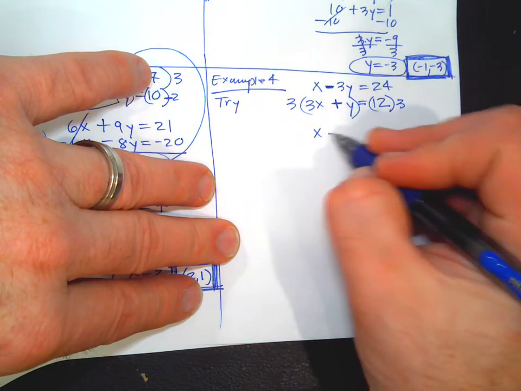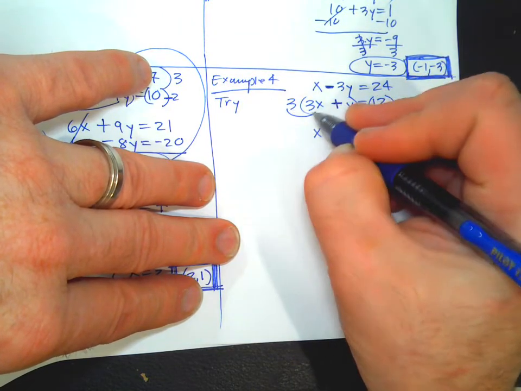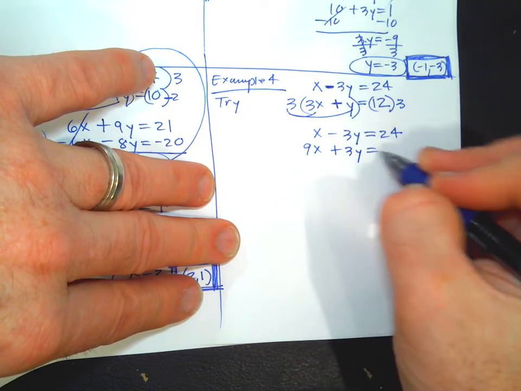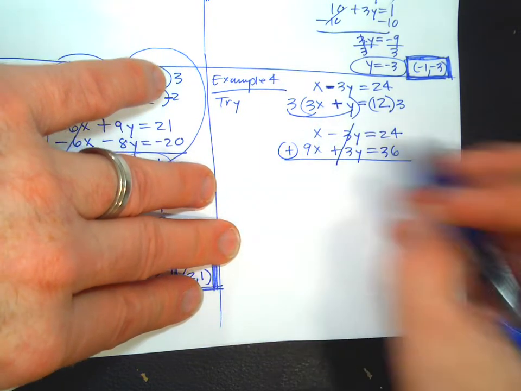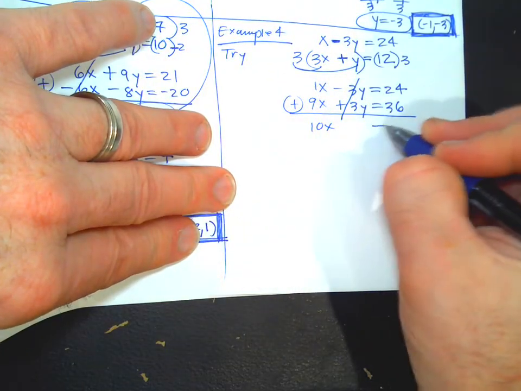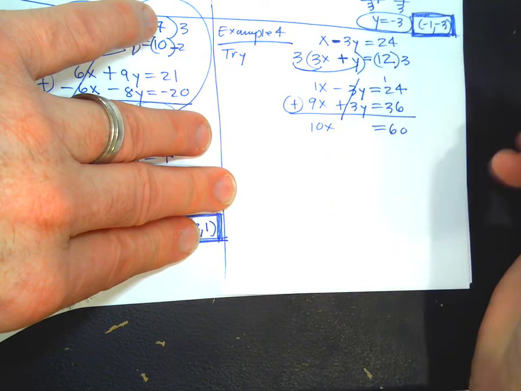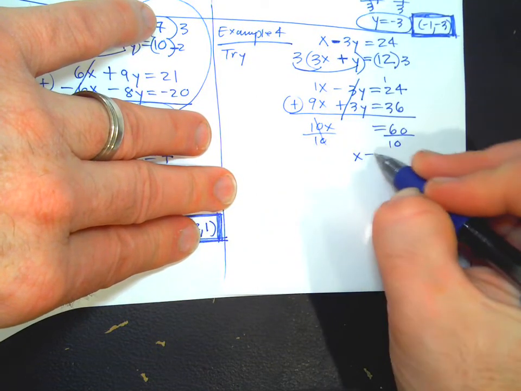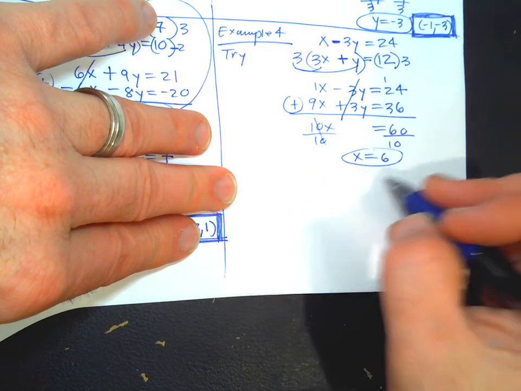So the first equation is going to stay the same. x minus 3y equals 24. I'm going to rewrite that. And then the second equation is going to be 9x plus 3y equals 36. And now we have opposites right here. So if we add these together, those drop out. This is a 1x, so that's 10x equals 4 plus 6 is 10, carry the 1. 2 plus 3 is 5, add the 1 is 60. Divide by 10. Now you didn't have to do it this way. You could have, like I said, got rid of the x's and found the y first. It'll be the same answer I get eventually.